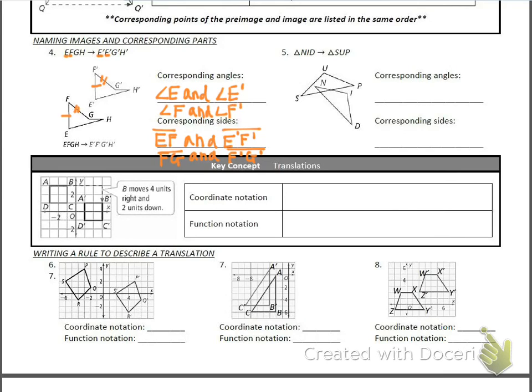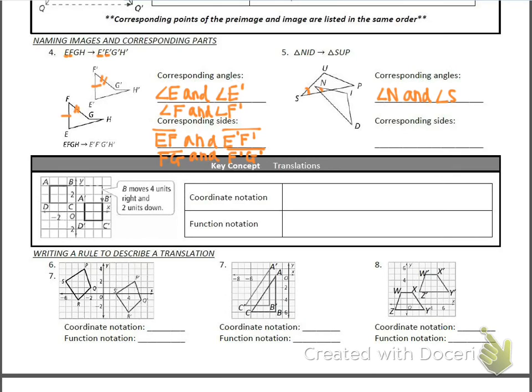Okay, here's what I want you guys to do. Do number 5 for me really quick. This one's a little trickier because it doesn't use prime notation. Okay, guys, I'm just going to do one or two with you. Angle NID is your original or your pre-image. Let's just do angle N. Which angle in triangle SUP corresponds with angle N? Angle S, good.